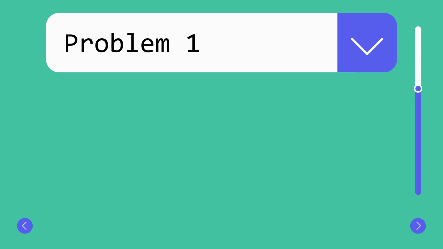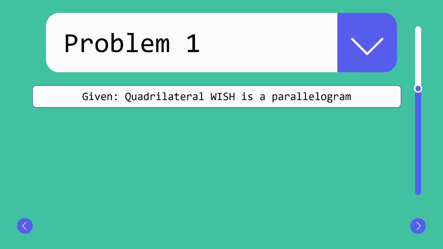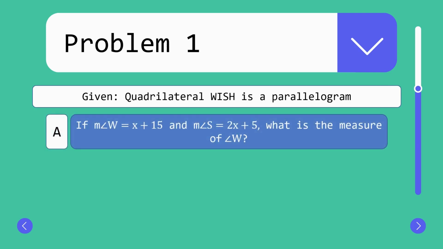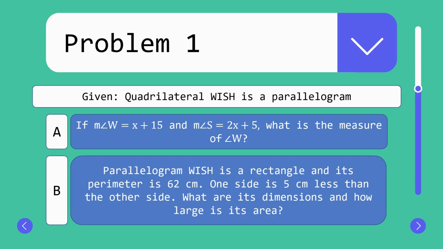Let's have problem number 1. For problem number 1, we have a general given, a quadrilateral WISH, which is a parallelogram. For A, if the measure of angle W is equal to x plus 15, and the measure of angle S is equal to 2x plus 5, what is the measure of angle W? And for letter B, parallelogram WISH is a rectangle and its perimeter is 62 cm. One side is 5 cm less than the other side. What are its dimensions and how large is its area? Now let's begin to solve for these problems.